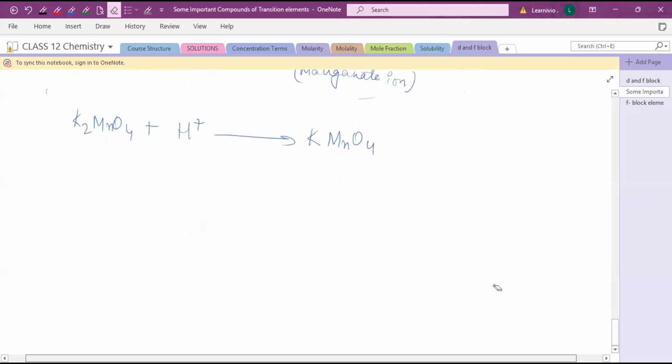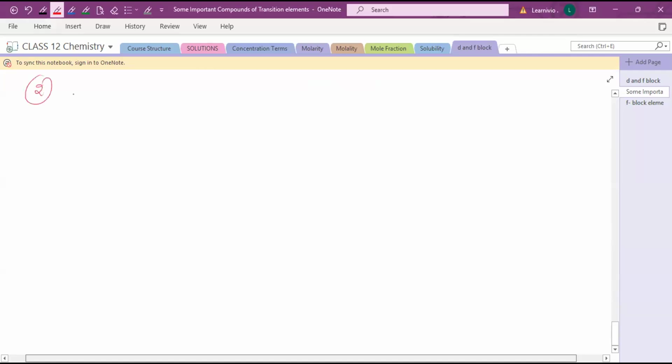Okay, next method. Second method is the commercial method. First method was KMnO4 prepared from pyrolusite ore, which is MnO2. Commercially it is prepared again from pyrolusite ore, when the ore is fused with potassium hydroxide and oxidized with air, और KNO3 आप लेते हो, suppose. So basically, commercially, it is prepared by alkaline.